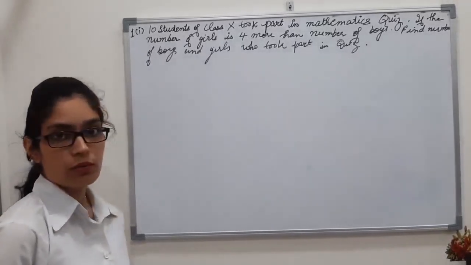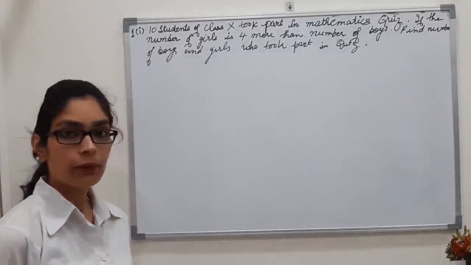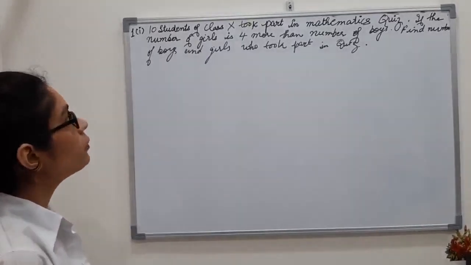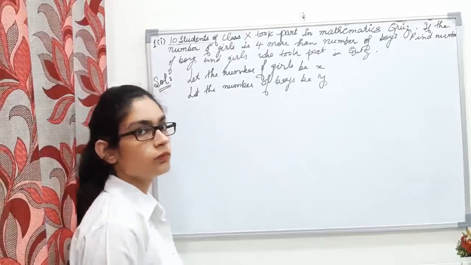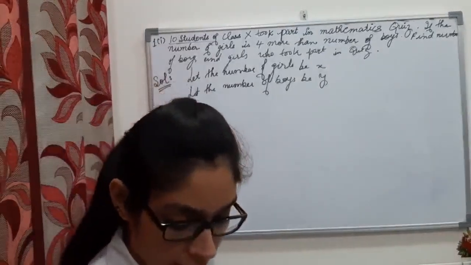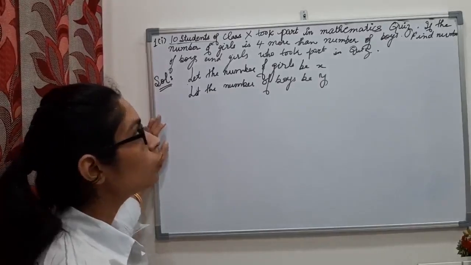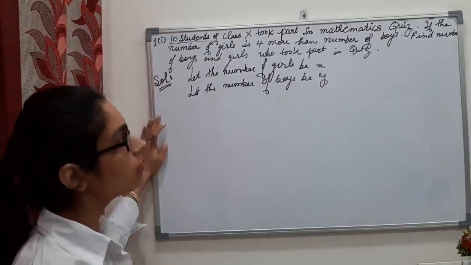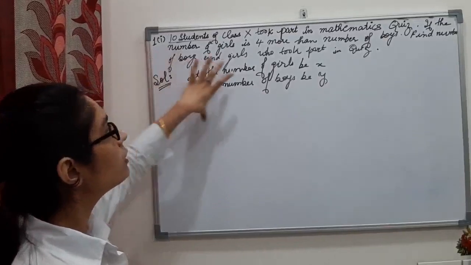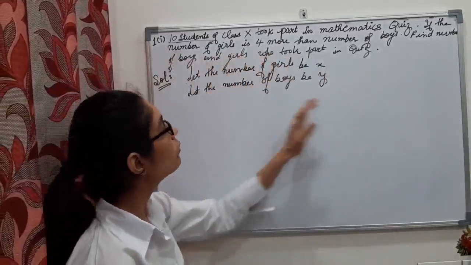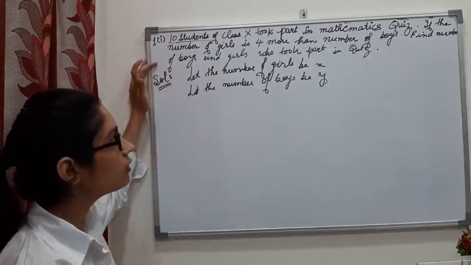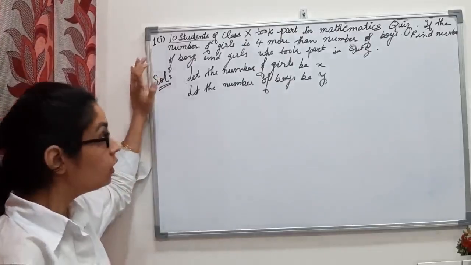This is our first question of exercise 3.2. So our first sum of exercise 3.2 is: 10 students of class 10 took part in a mathematics quiz. If the number of girls is 4 more than the number of boys, find the number of boys and girls who took part in the quiz.